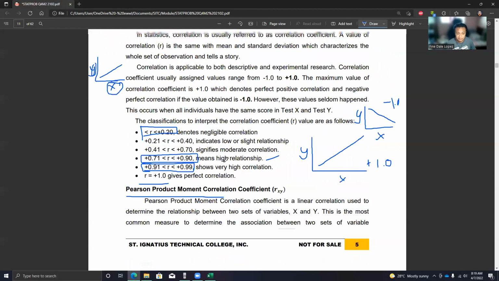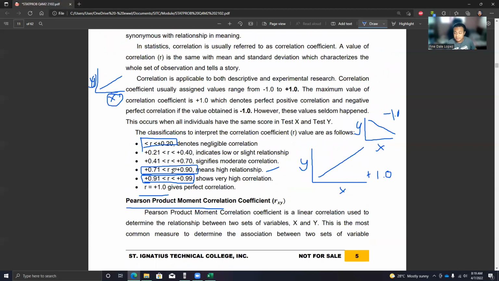Next, because the value is 0.78, it means it is a positive correlation. It is not perfect, which would be 1. So it is just a positive correlation. Number 1, I will look for whether it is a positive correlation or negative correlation. Next, is it a high relationship or a low relationship?